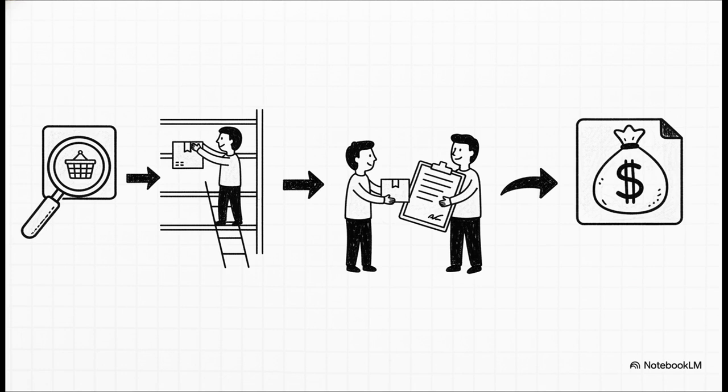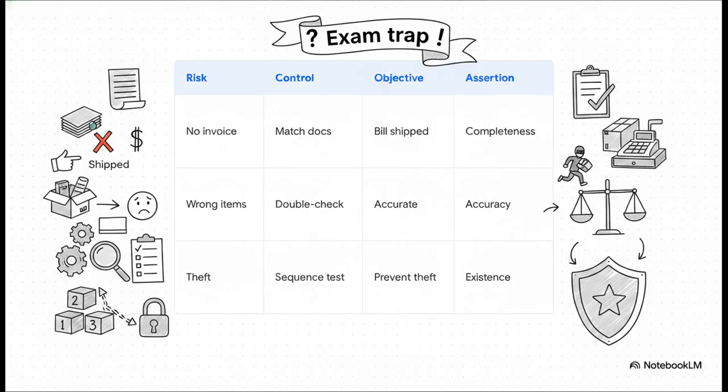First, pickers use a picking slip, which is generated directly from an authorized sales order to gather the goods. Then, a delivery note is created. The customer absolutely must sign this note upon receipt, because once signed, that delivery note triggers the creation of the sales invoice. Okay, watch out for the classic exam trap here, mixing up your assertions.